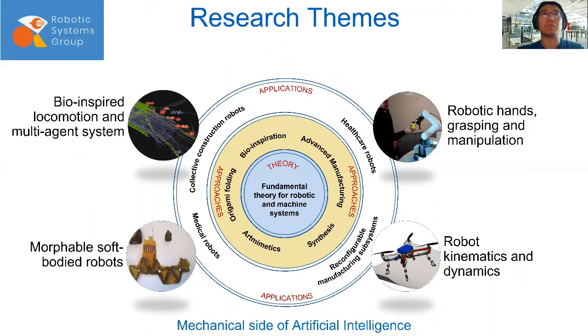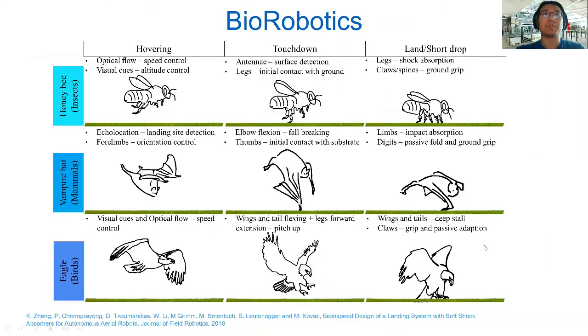With effective tools powered by the advances in theory of engineering and material science, we explore new designs of robot manipulators, movable soft-bodied robots, and biorobotics. Within biorobotics, we particularly focus on bio-inspired locomotion and multi-agent systems. In our previous work, we investigated biological landing mechanisms and explored the landing methods.